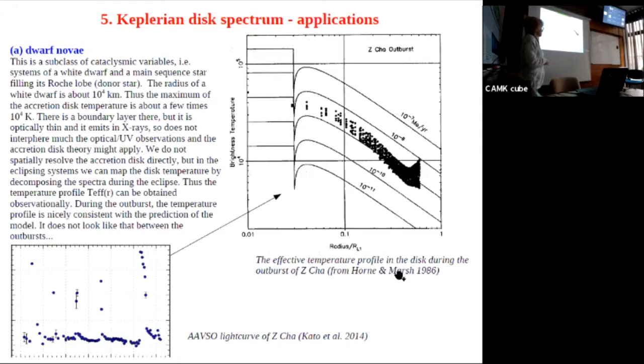And as you see, that kind of technique was used really many years ago, and it was quite successful. So what you see here is the radius, and here is the temperature. So lines are models for different accretion rates. And those are observational points. And you see, they really align along the model. It's a very good description. The classical Keplerian disk is a very good description of dwarf novae during the eruption.